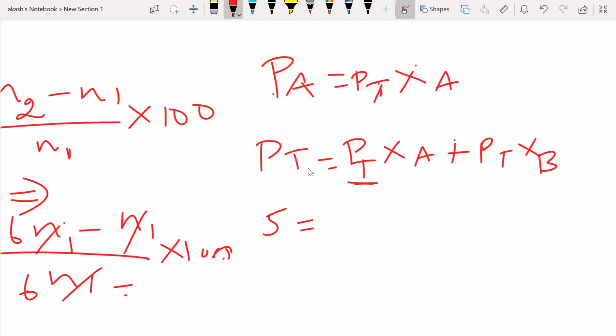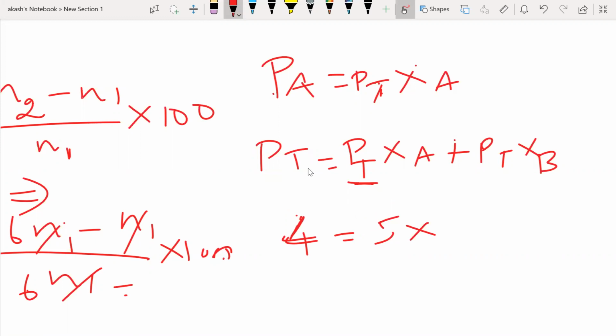So if I do that, P total is again 5. Actually, XA plus XB is equal to 1. Okay, this I can use. I can just use the first one, so I can write PA. They have given the pressure of O2, which is 4 atm. So 4 atm is equal to the total pressure, 5, times the mole fraction.